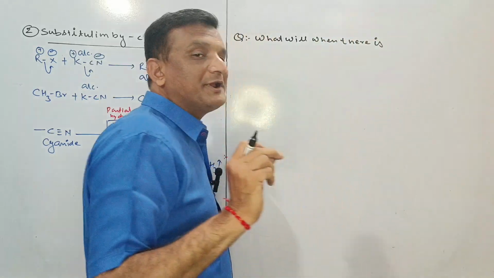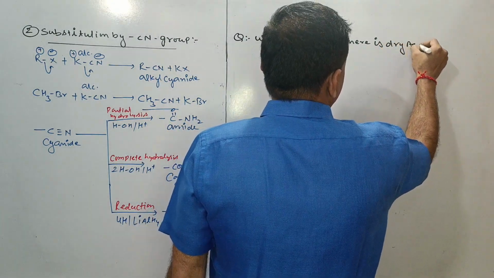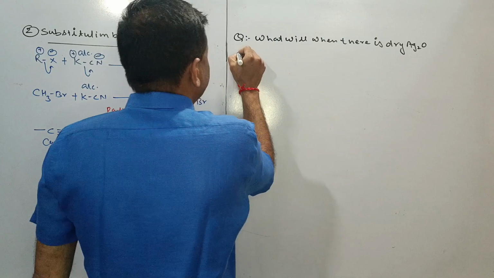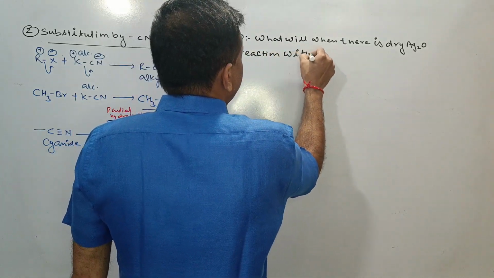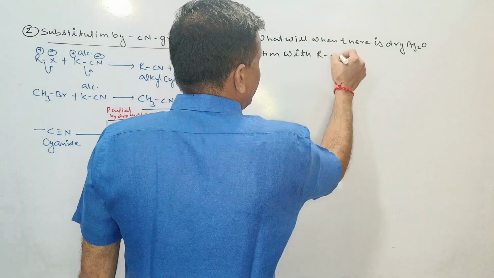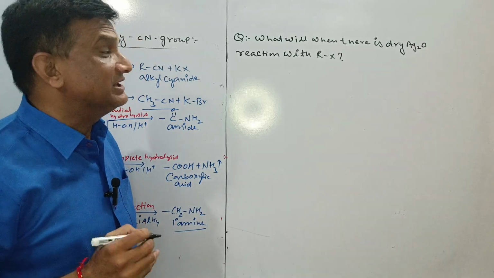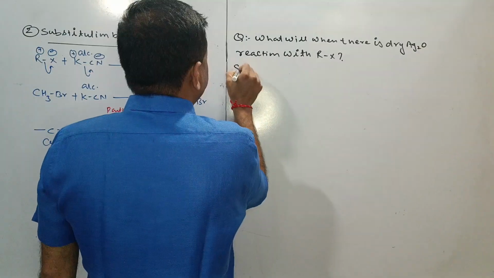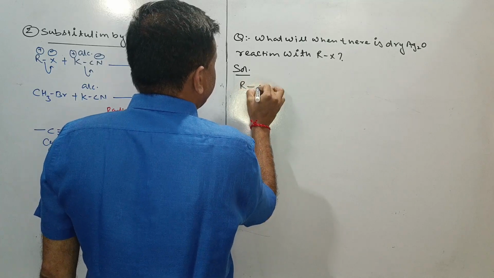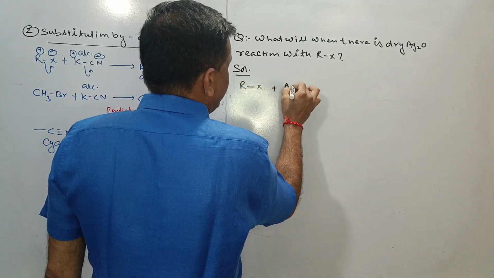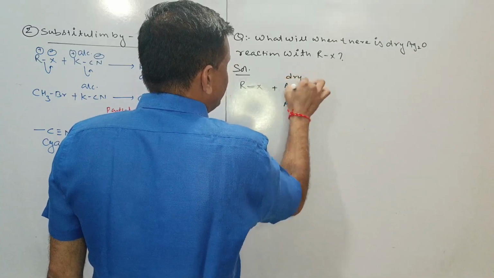it is not moisture Ag2O, it is dry Ag2O, reacting with haloalkane, meaning alkyl halide. If you carry out a reaction with dry Ag2O, what will happen? This is the most important question. This is the alkyl halide RX. This is the Ag2O. We can write it as follows: Ag2O. You have to write the dry also.